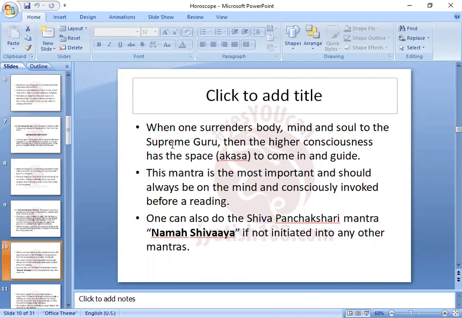One can also do the Shiva Panchakshari mantra, Namah Shivaya, if not initiated into any other mantras. So this is also very important. If you don't have a Guru Mantra and you still want to recite one before reading, then recite Namah Shivaya. Prashna Marga advises us to recite Namah Shivaya 12 times before reading a horoscope, 12 times for the 12 houses. This is what Prashna Marga tells us. Not Om Namah Shivaya, but Namah Shivaya. Not Shivaya Namah, Namah Shivaya.